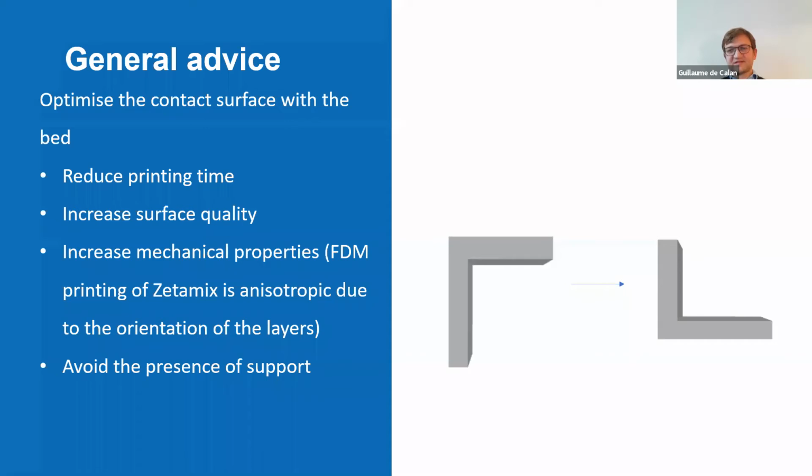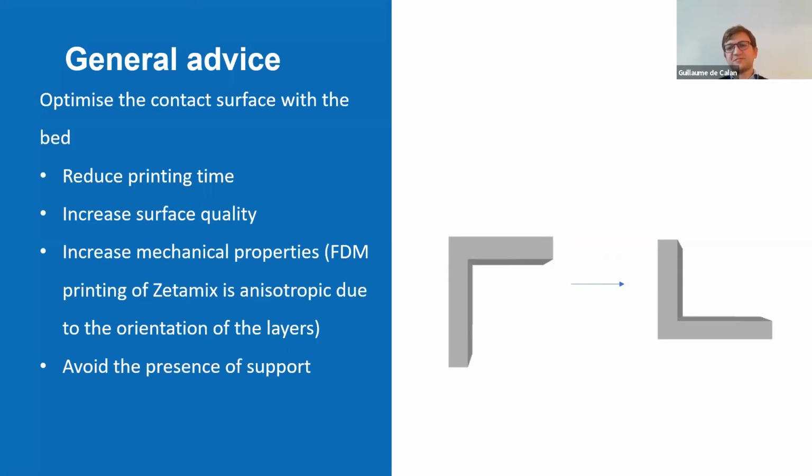Another general advice that should seem obvious, but it does depend on technology, so it's important to say. In our case, for FDM, we really will be looking for having as much contact as possible with the printing bed. There are two reasons for that. It will increase the adhesion to the bed, so it will increase the quality of the print, and it will also reduce the printing time and reduce the amount of support you need. This is really something important to think about: the orientation of your part.